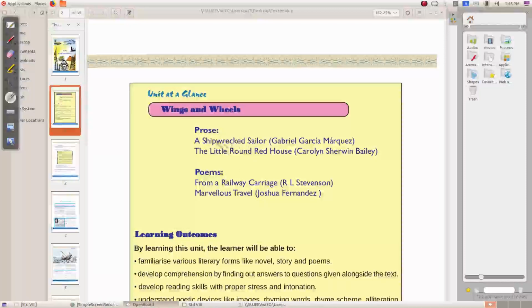In the first unit, you have come across one fable, one legend, one folktale, one poem, like that. Here, an adventurous journey, a travelogue, a real one. Here is a comic one. Here is an old poem about travel, the railway carriage, and here is a modern poem. So it's a feast. All the texts will be interesting. So let us try to read. We'll go on.